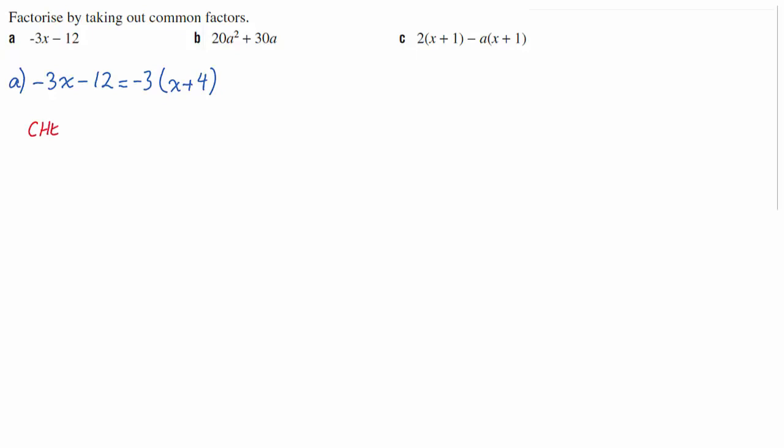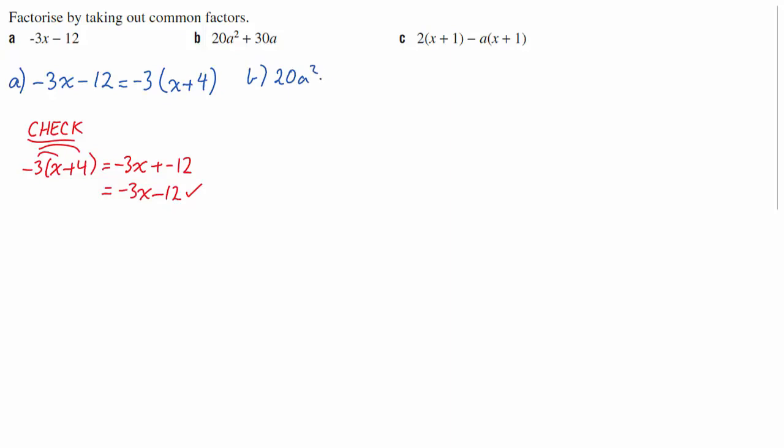It can be a good idea to check a factorization by expanding. So let's expand negative 3 times (x plus 4). So negative 3 times (x plus 4) is negative 3x plus negative 12, which is the same as negative 3x minus 12. So we were correct.